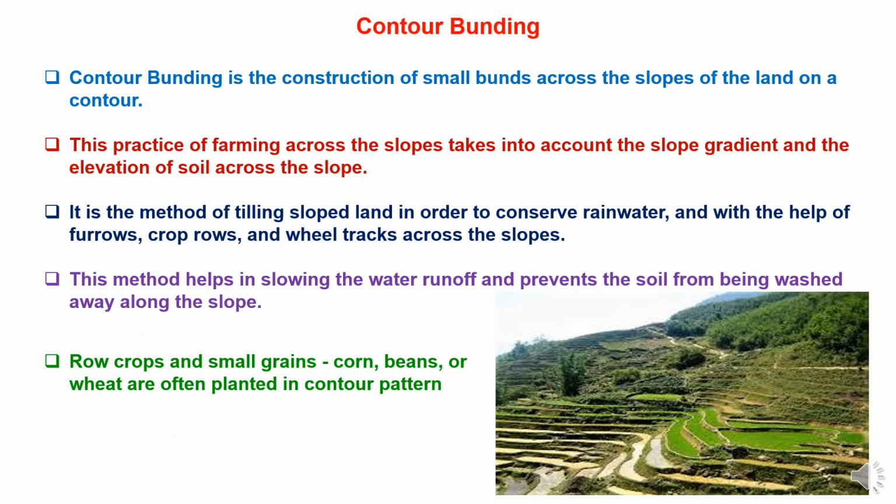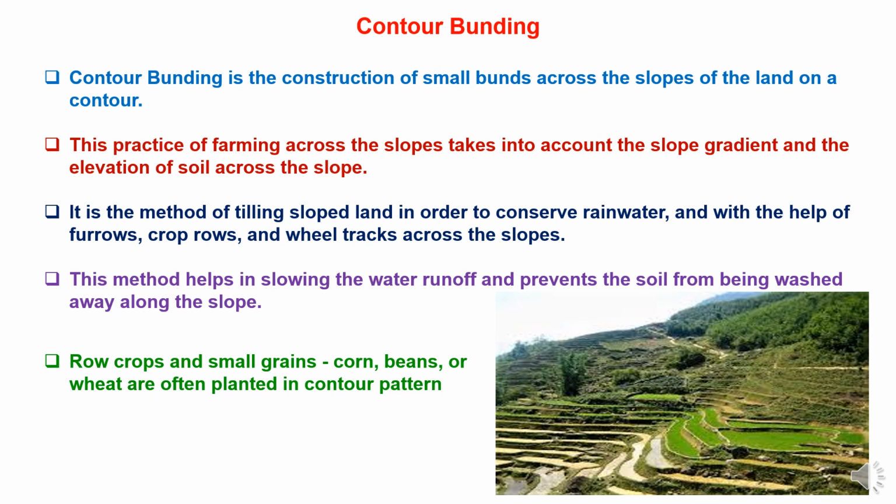Contour bunding. Contour bunding is the construction of small bunds across the slopes of the land on a contour. This practice of farming across the slopes takes into account the slope gradient and the elevation of soil across the slope. Contour bunding is the method of tilling sloped land in order to conserve rainwater, with the help of furrows, crop rows, and wheel tracks across the slopes.